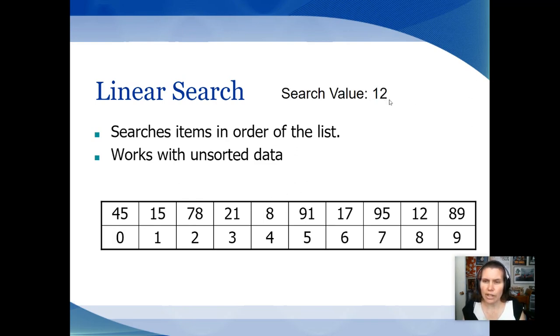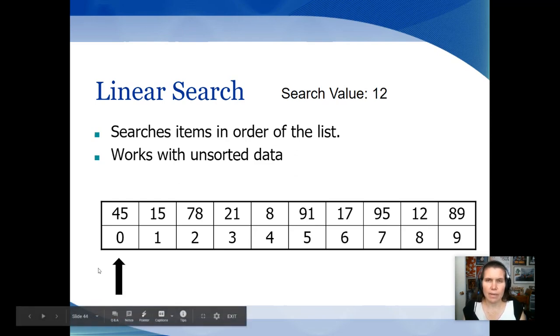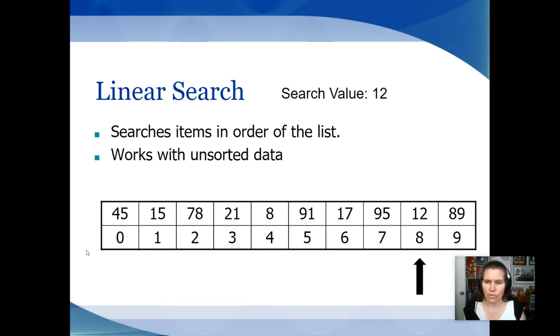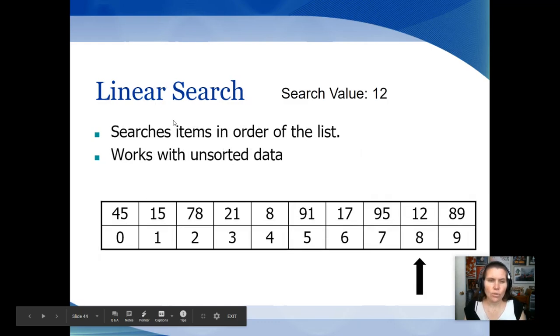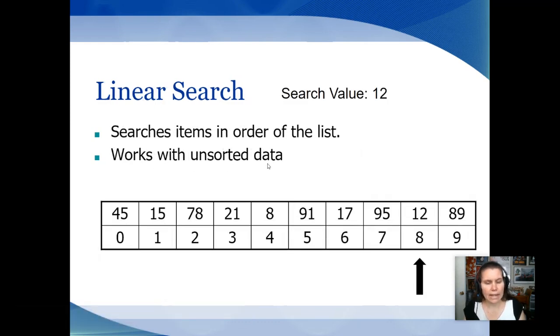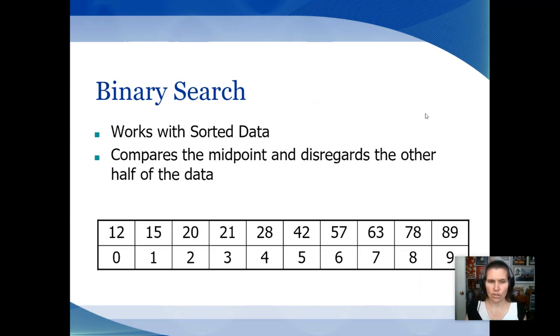So suppose we're looking for the value 12. The easiest way is to just start at the beginning of the list and search through until you find the item you're looking for. And there's our 12, and so we found it at that point. So it just works with any kind of data. It's just starting at the beginning and searching through till you find your item. That is a linear search.